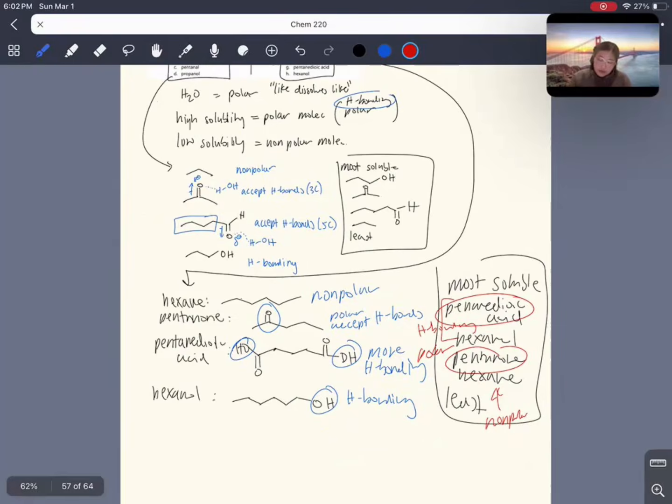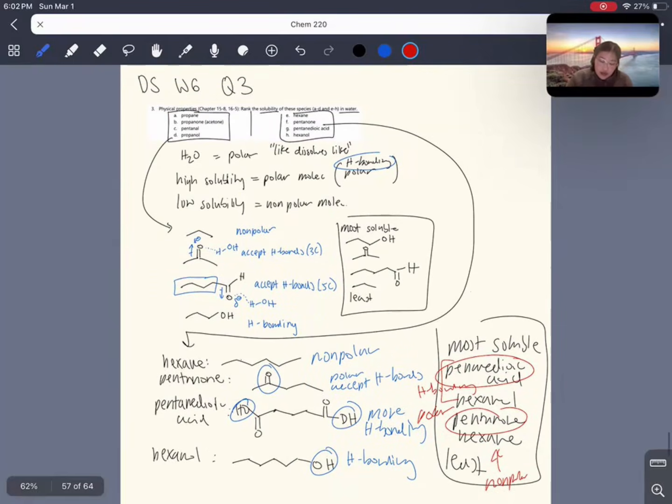And so that is how you would rank the physical properties when it comes to ranking solubility. So again, when you're trying to be soluble in water, you have to think: because water is polar, we're trying to look for polar molecules, because polar molecules will dissolve in water, versus non-polar molecules will not be soluble in water.